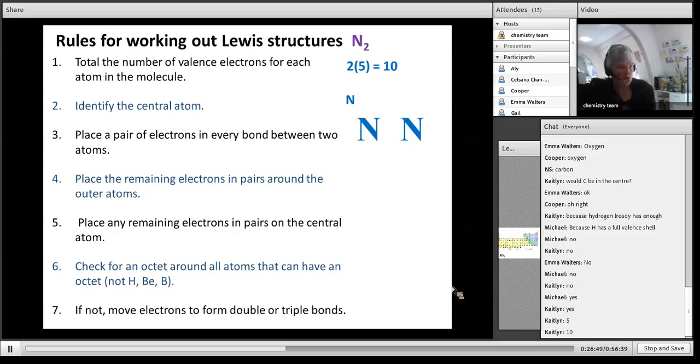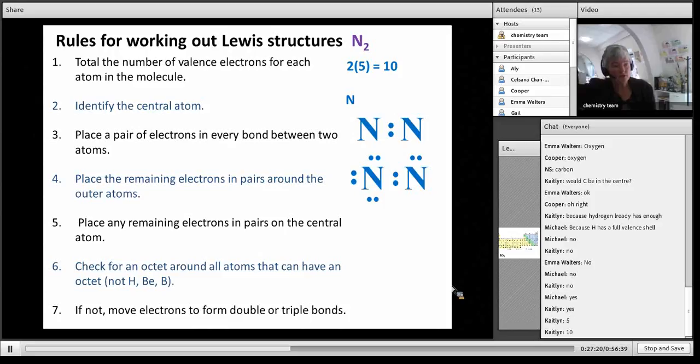You draw your 2 ends. You put in your bonding pair of electrons. Now we've got 8 left, so we put them around the nitrogen. That nitrogen is now happy, it's got its octet, but we've only used 8 electrons, so we've got 2 left, so you put them around the next nitrogen. So I don't have any more nitrogens left, so I have to skip step 5, because I'm at my maximum now. So we're at step 6 now.